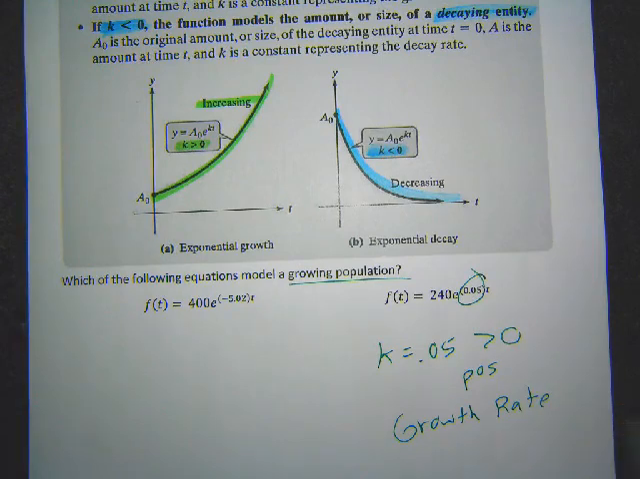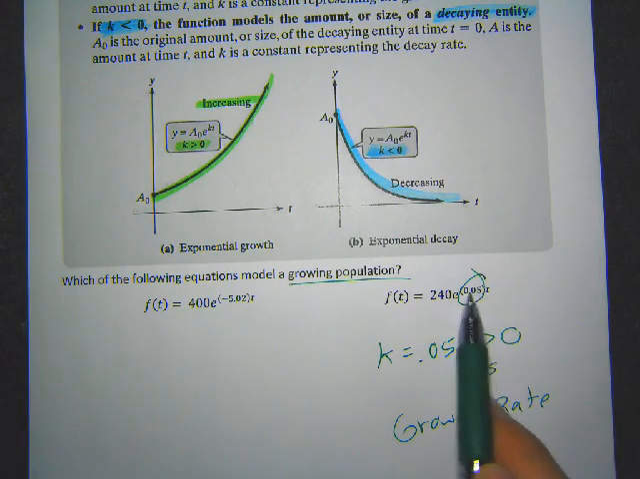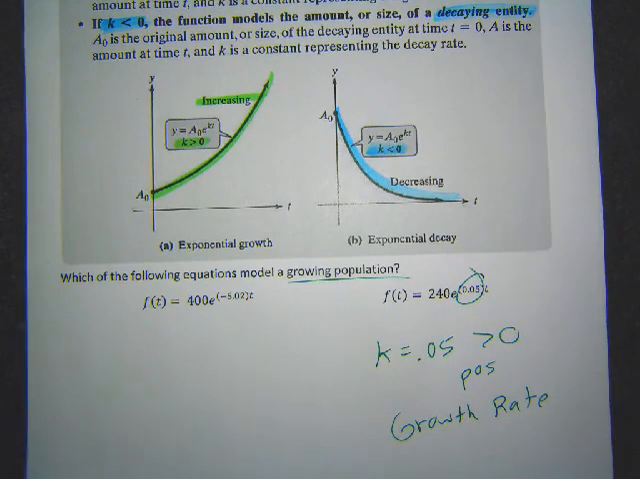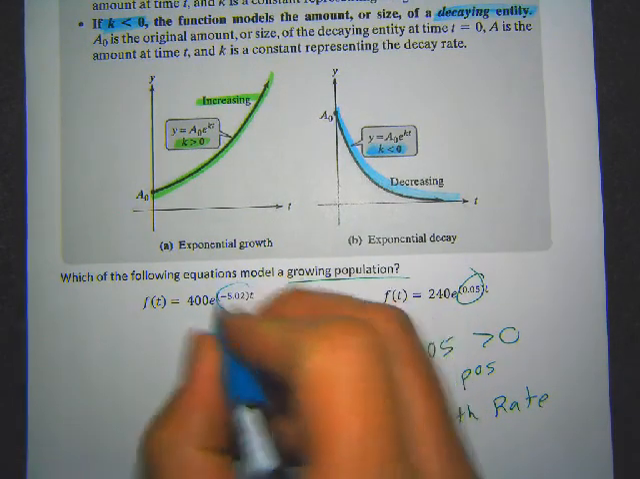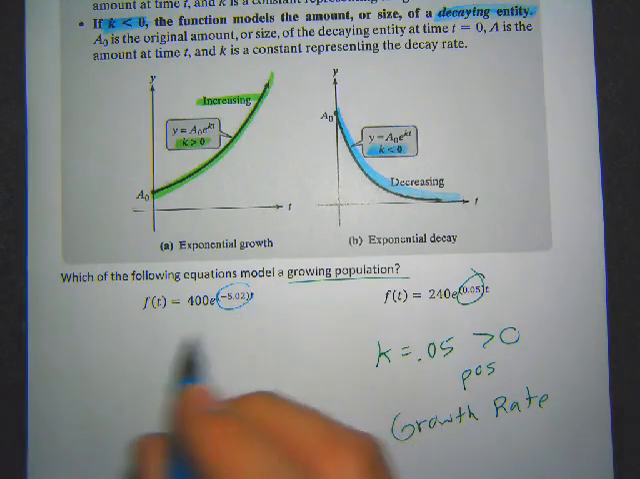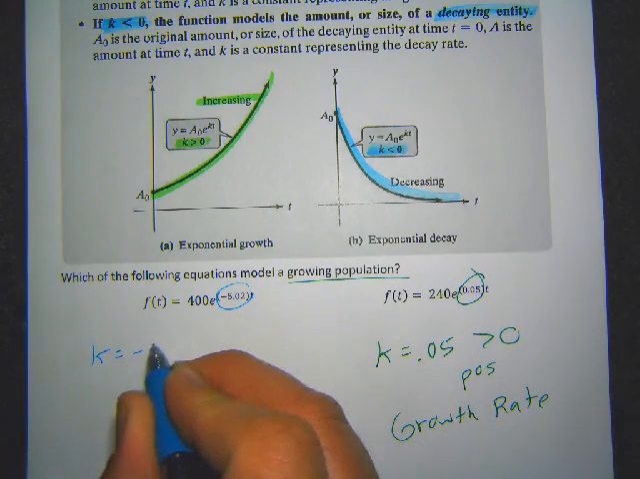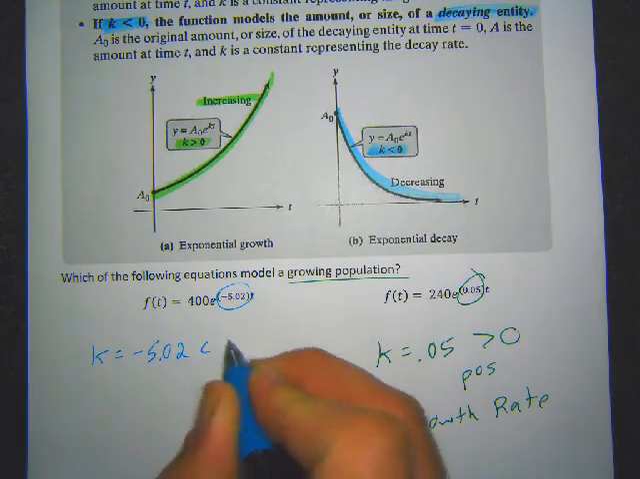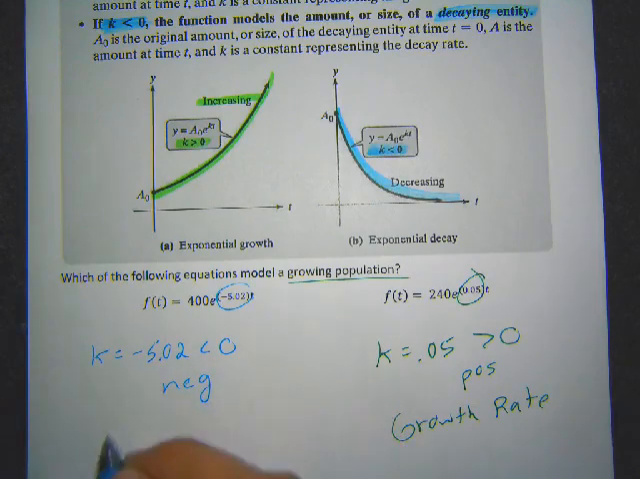Nothing else matters. You're really just looking for that power, the number in front of the time, that growth rate, to be positive. Versus this other one here, this negative 5.02 is negative, so k here is negative 5.02, which is less than 0. It's negative, so this is a decay rate.